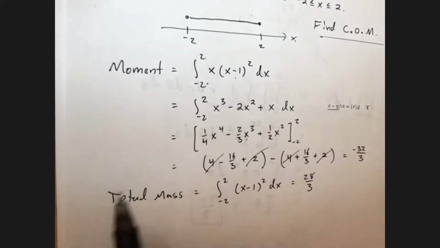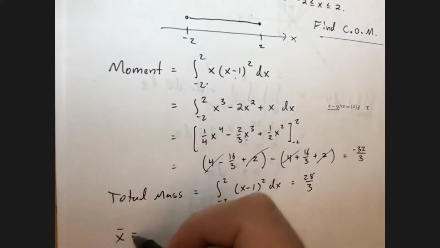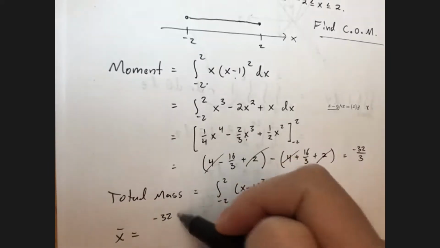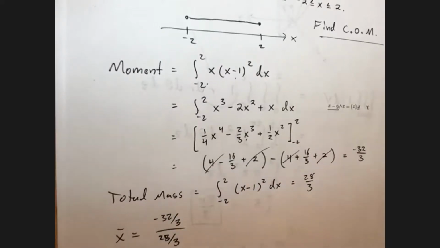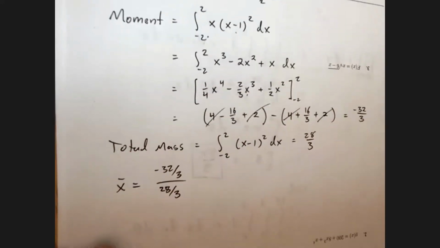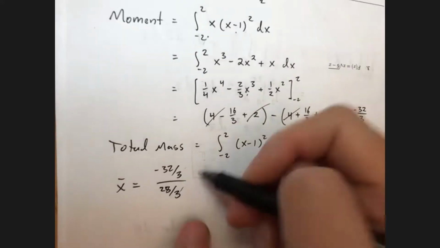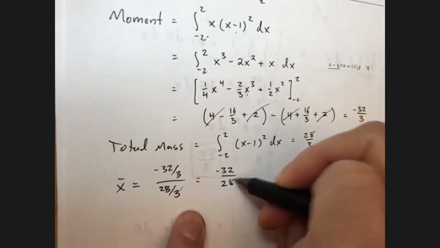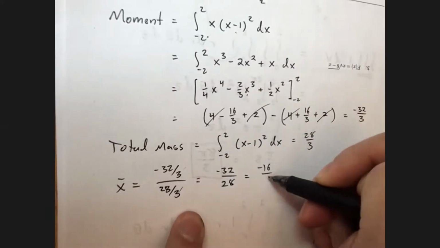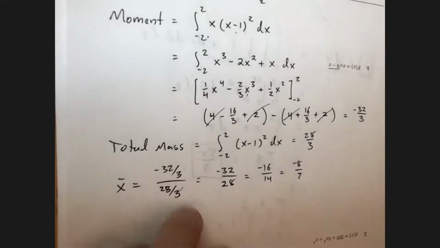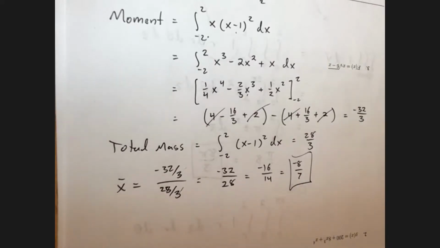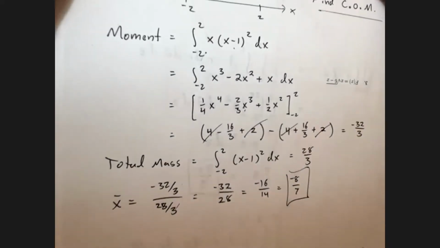And so the center of mass is going to be the moment of mass divided by the total mass, right? Well, the 3's cancel here. I can multiply the numerator and denominator by 3. So this is just negative 32 over 28, which is negative 16 over 14. Just divide by 2 again, negative 8 over 7. Negative 8/7. Right? Now, what does that look like in the picture?